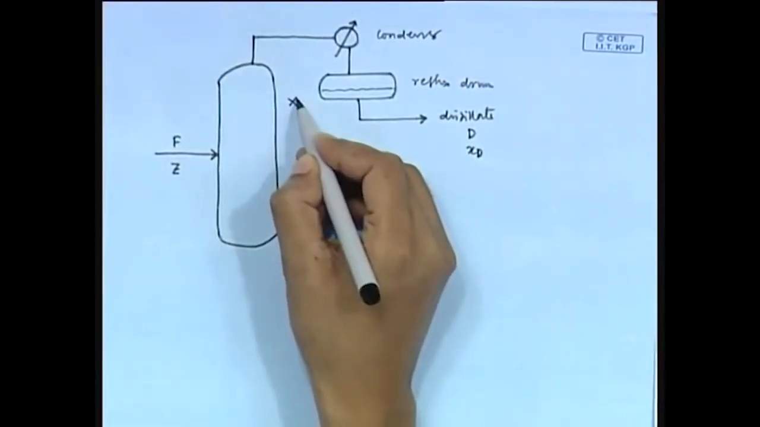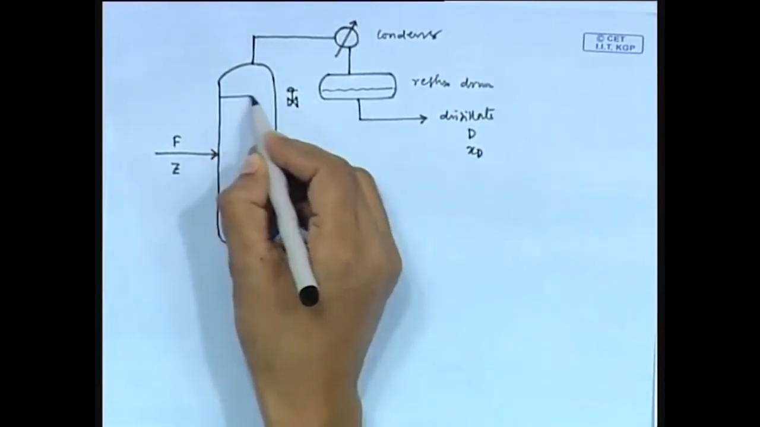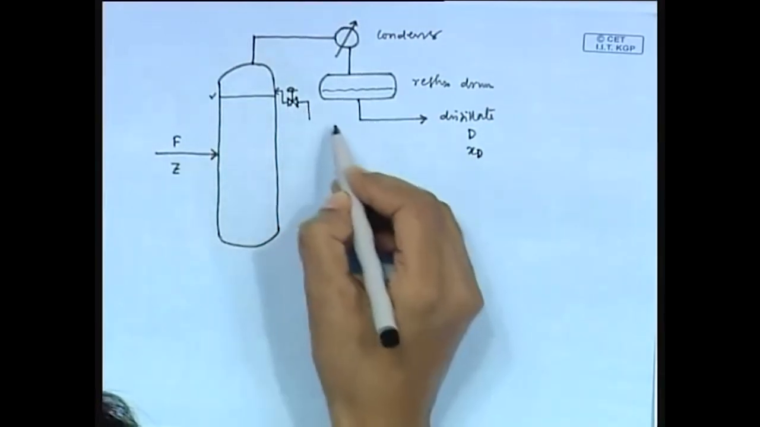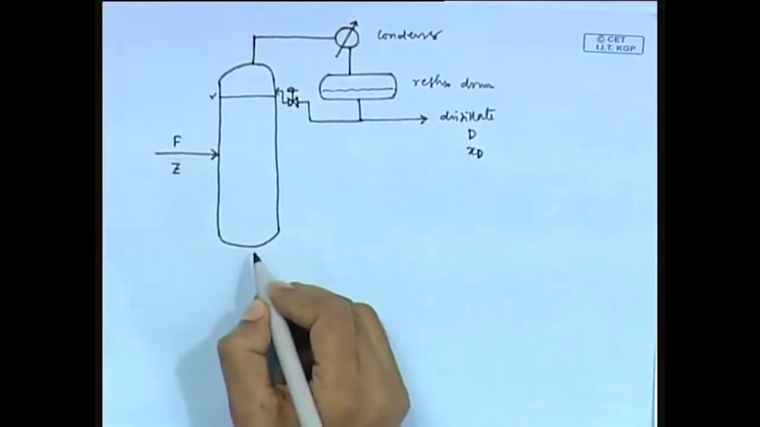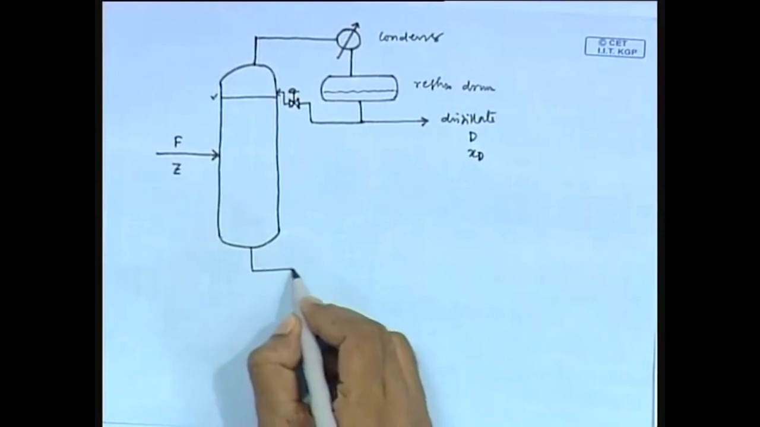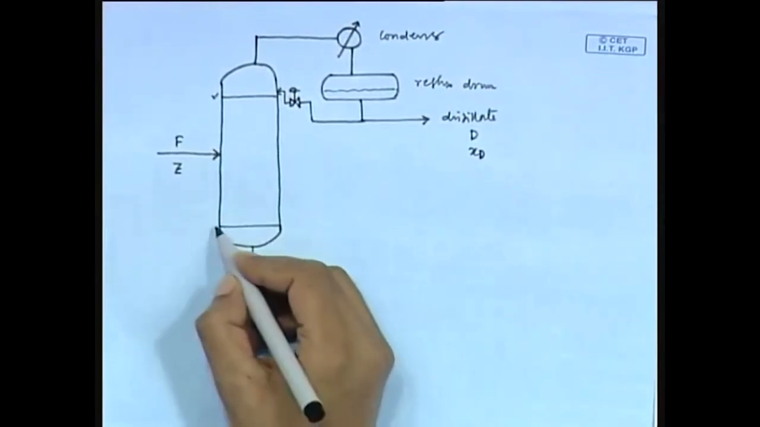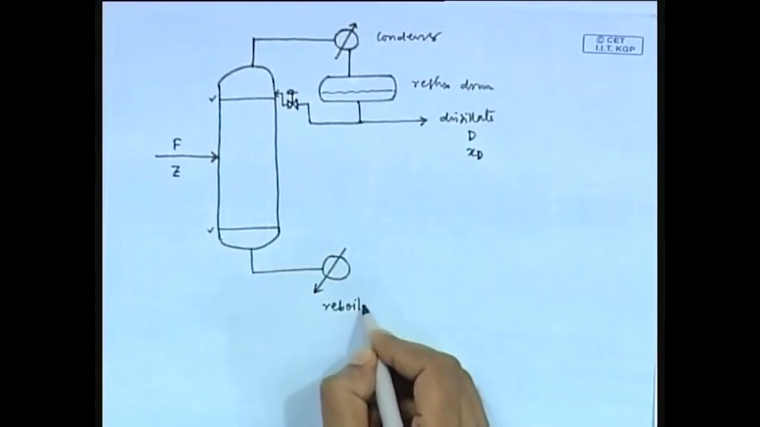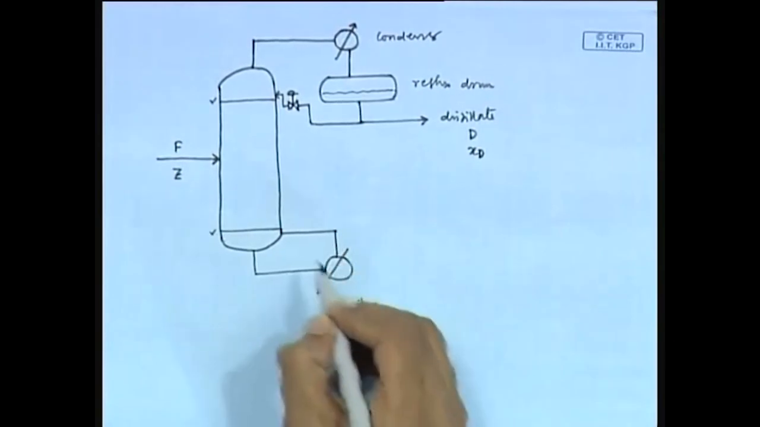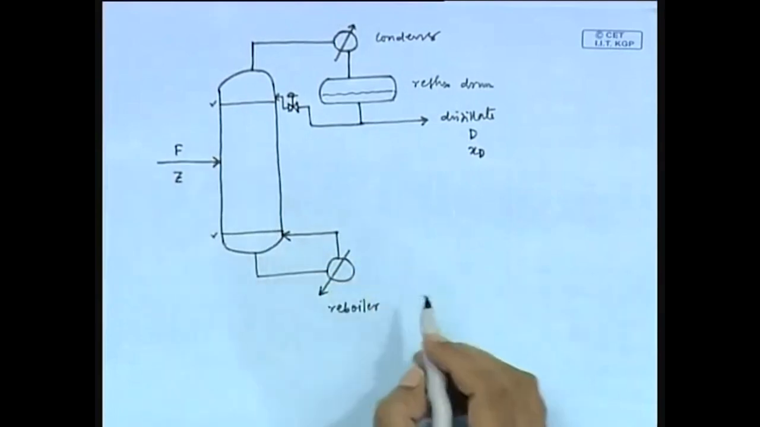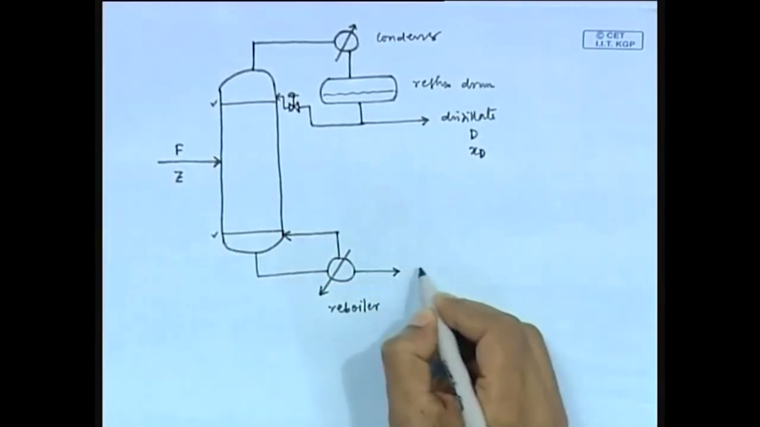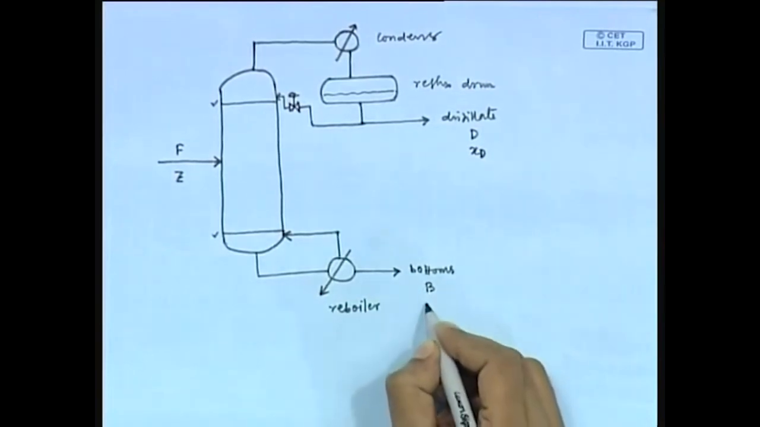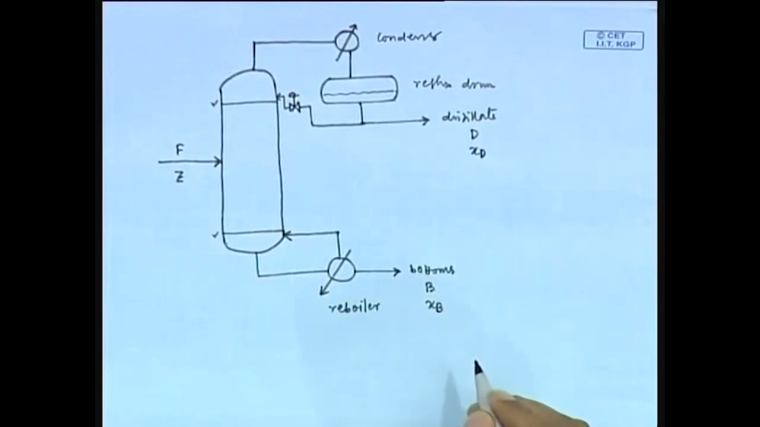Now another part of this accumulated liquid is recycled back to the top tray. This is the top tray. So this is the connection for the reflux drum, reflux rate, and the bottom liquid which leaves the bottom tray is reboiled in the reboiler. This is the reboiler. Then the produced vapor is recycled back just below the bottom tray. Fine. And a part of the liquid is withdrawn as bottoms. This is the bottom product which has the flow rate of B and composition of XB.